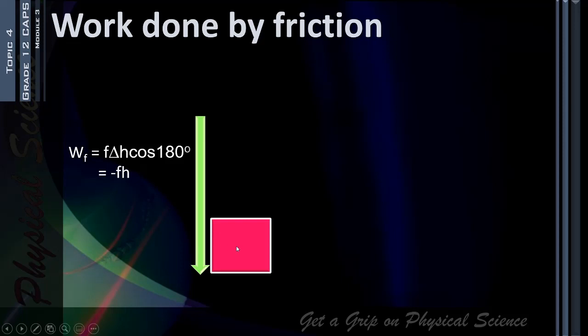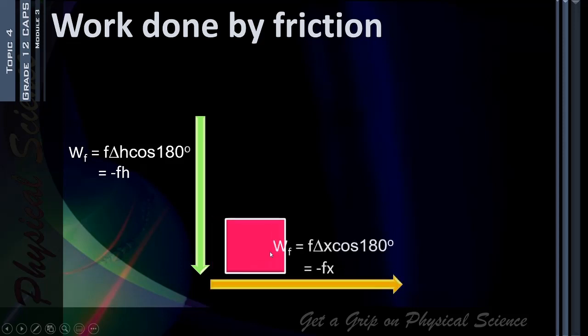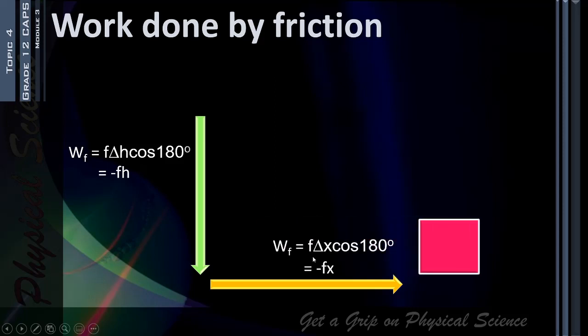Now, to keep this illustration simple, let's say that we keep this block against the wall while we push it to the right, and that there's no friction between the floor and this block. Then the work done by the friction against the wall will be the frictional force multiplied by the displacement to the right multiplied by the cos of 180, because the displacement and the frictional force will be in opposite directions again. So the work done by friction now will be negative Fx.